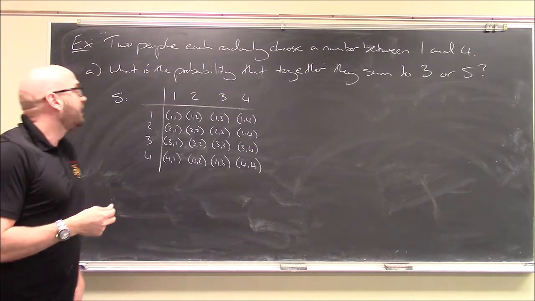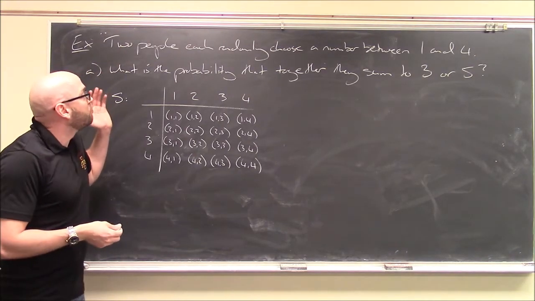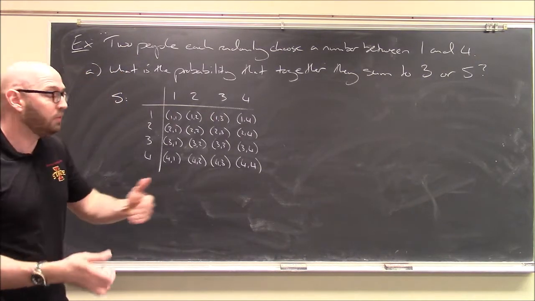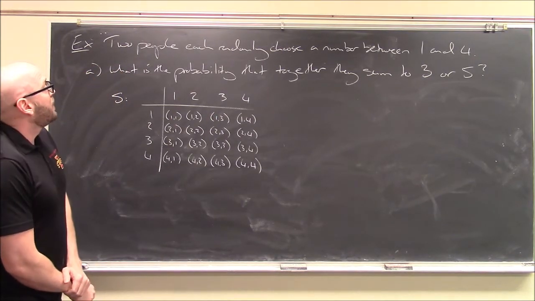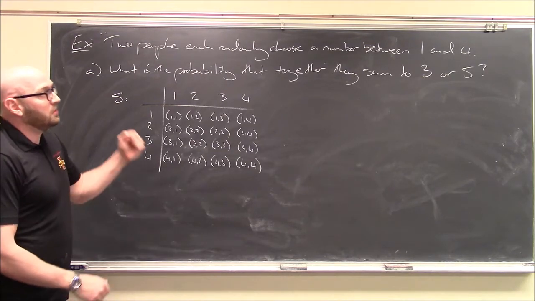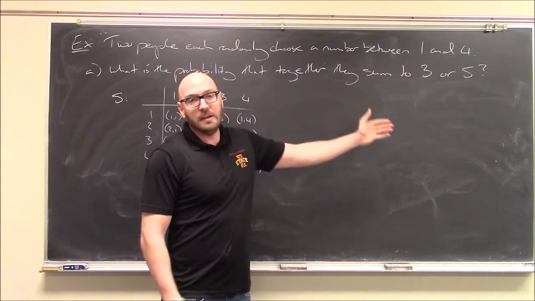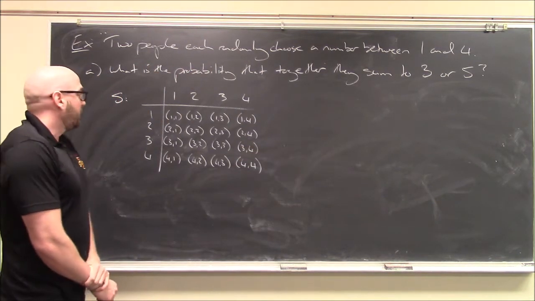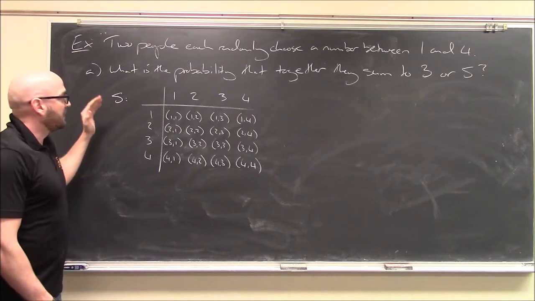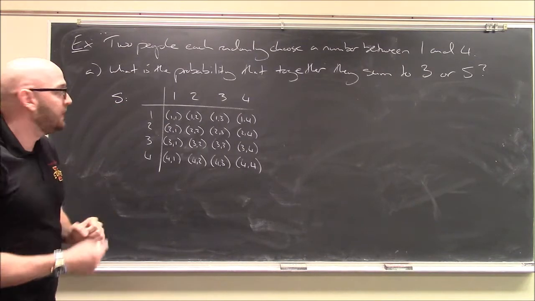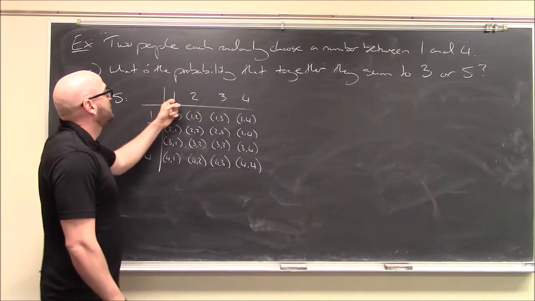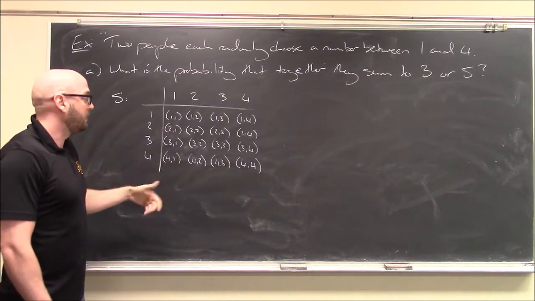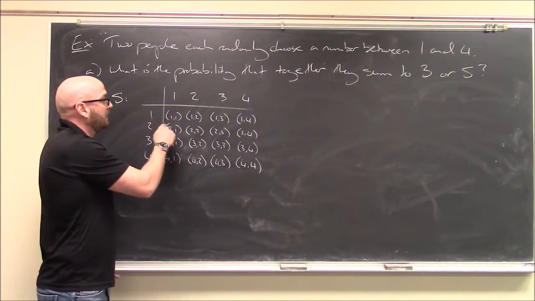All right, so next example. Two people each randomly choose a number between 1 and 4, inclusive, so something like 1, 2, 3, or 4. And the question is, what's the probability that the numbers they choose together sum to 3 or 5? So what's our sample space? Well, I tried to represent the sample space somewhat graphically here instead of strictly as a set. The first person chooses a number between 1 and 4.